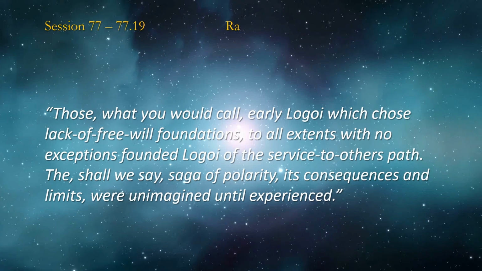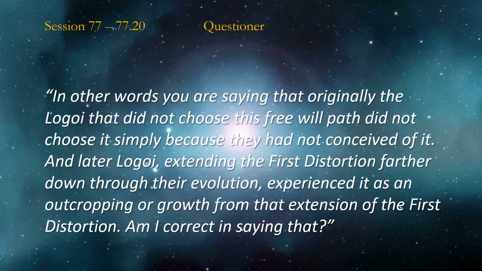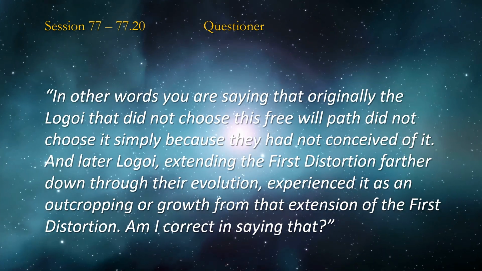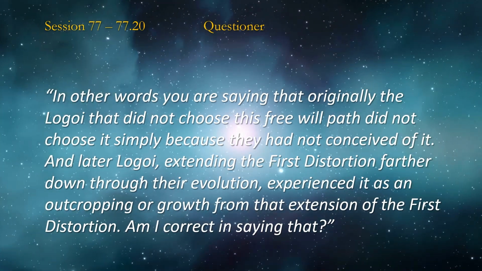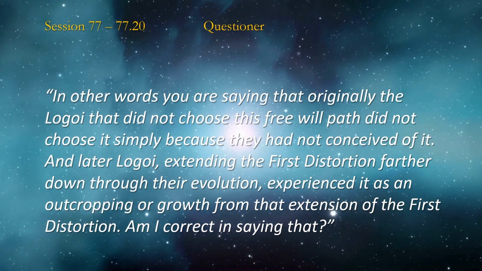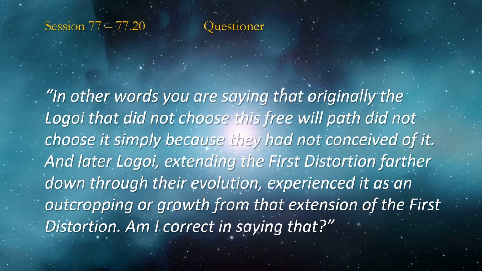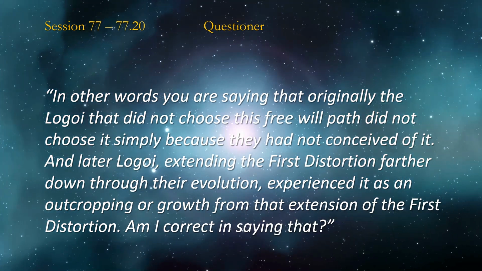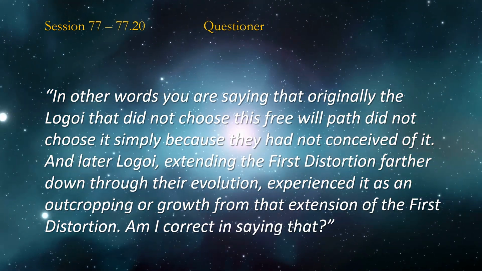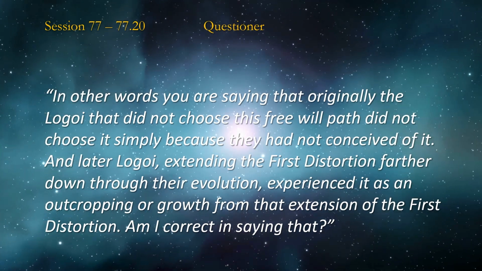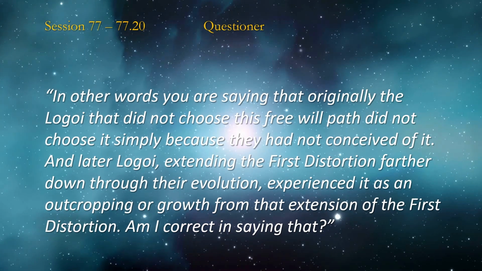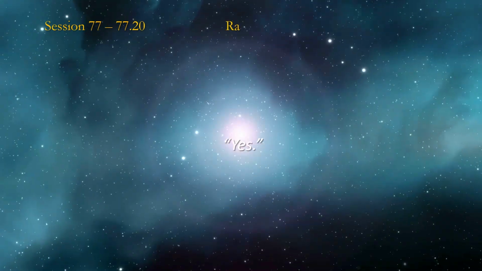Fascinating. All right, fascinating is question 20 as well. Don says, in other words, you're saying that originally the logoi that did not choose this free will path did not choose it simply because they had not conceived of it. Ra says, they had not conceived of it, yes. Don continues, and later logoi, extending the first distortion farther down through their evolution, experience it as an outcropping or growth from that extension of the first distortion. Am I correct in saying that? Ra says, yes.